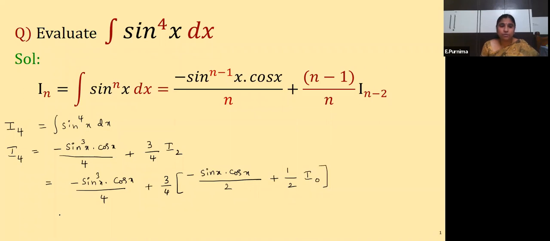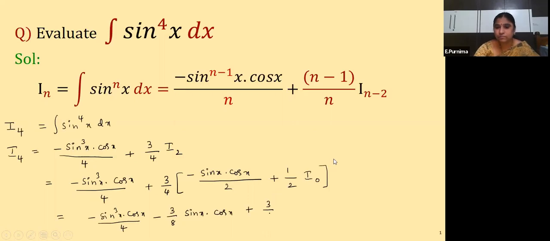Okay, so which is equal to minus sin cube x into cos x by 4, plus 3 by 4 into minus 1 by 2, which is minus 3 by 8, into sin x into cos x, plus 3 by 8 into I naught. 3 by 8 into how much are we getting here? I naught. Okay. Now let us write that again here, children.